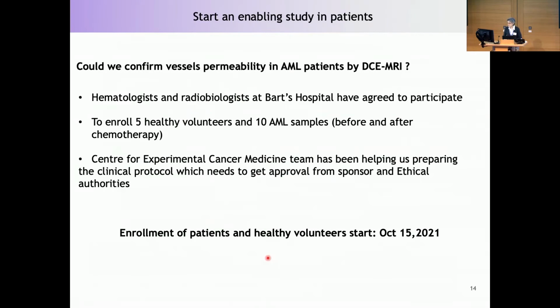And I'm happy to announce that as of Friday, we are able to enroll patients at Barts Hospital for testing these hypotheses, whether or not vessel permeability exists in patients, and whether after chemotherapy we can also see whether the patients do better or progress. It took us almost 2.5 years to get all the paperwork, but we are now enrolling patients as we speak.